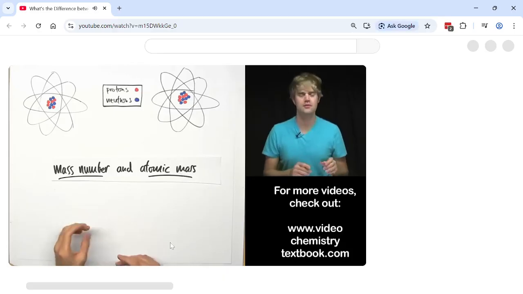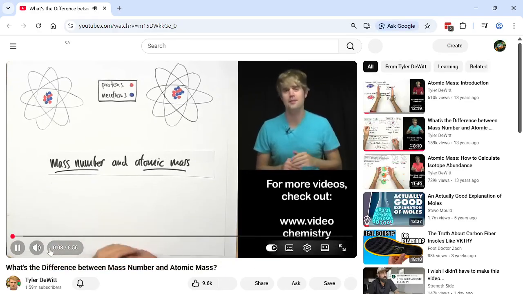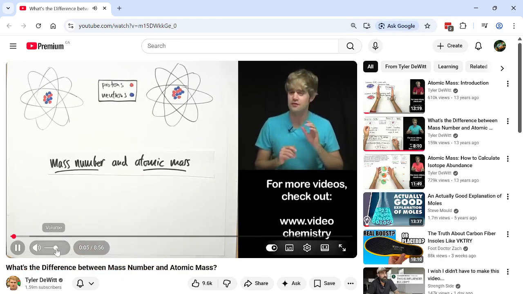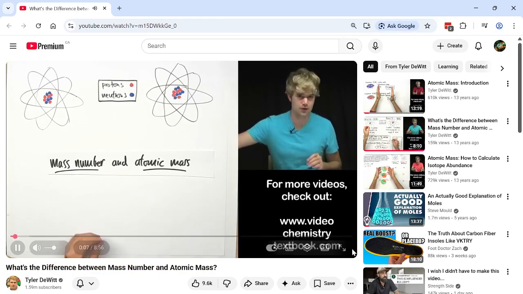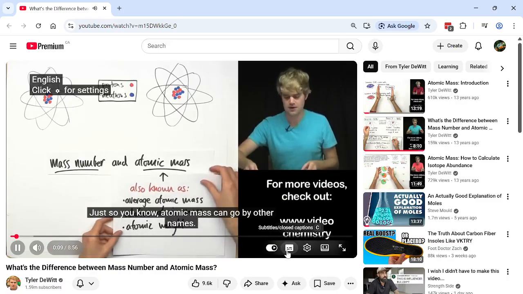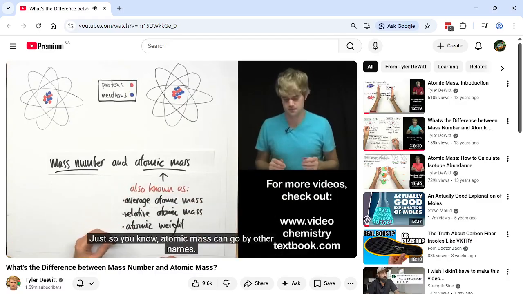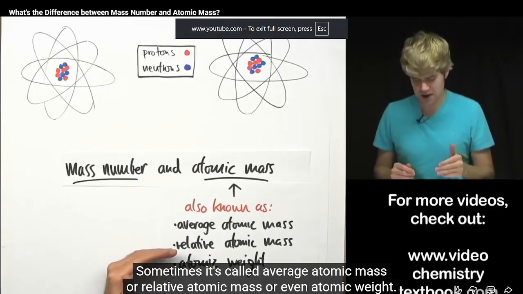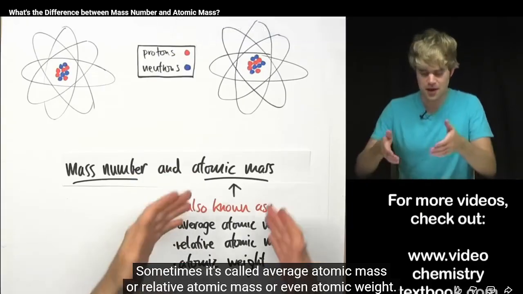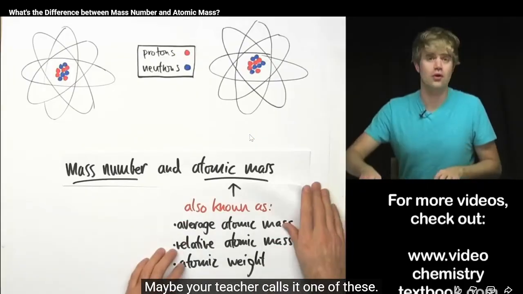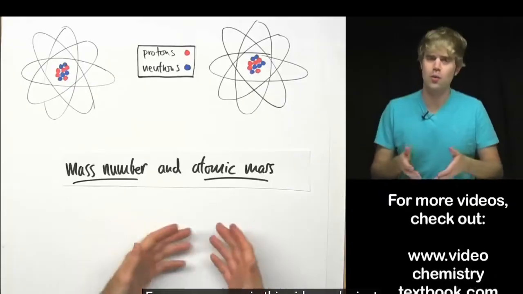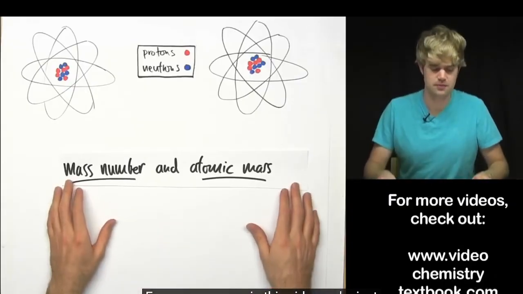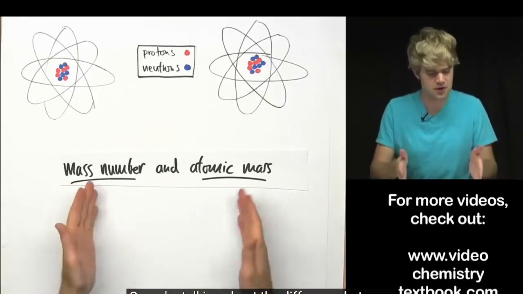Let's talk about the difference between mass number and atomic mass. These things sound very similar, but they're actually very different. Just so you know, atomic mass can go by other names. Sometimes it's called average atomic mass, or relative atomic mass, or even atomic weight. Maybe your teacher calls it one of these. For our purposes in this video, we're just going to call it atomic mass. So, we're talking about the difference between these two things.